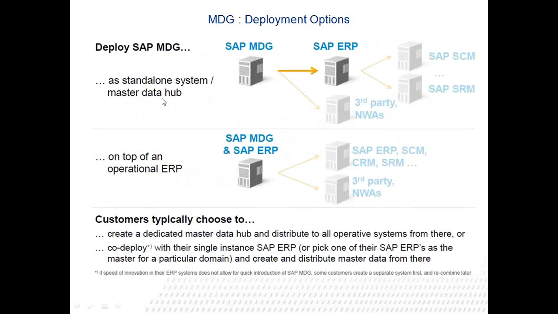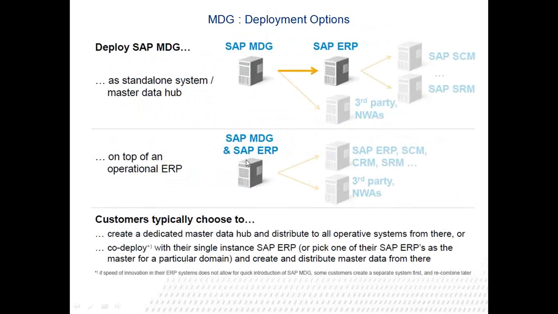So deployment options: there are two deployment options available in MDG. On top of the existing ERP, we can deploy MDG components, or else you can have a separate MDG server and install your MDG on that server. These two options are available. The first option we call a hub model. The second option, installing MDG on top of the existing ERP, is called co-deployment. So there are two terminologies we normally hear: hub model or co-deployment.